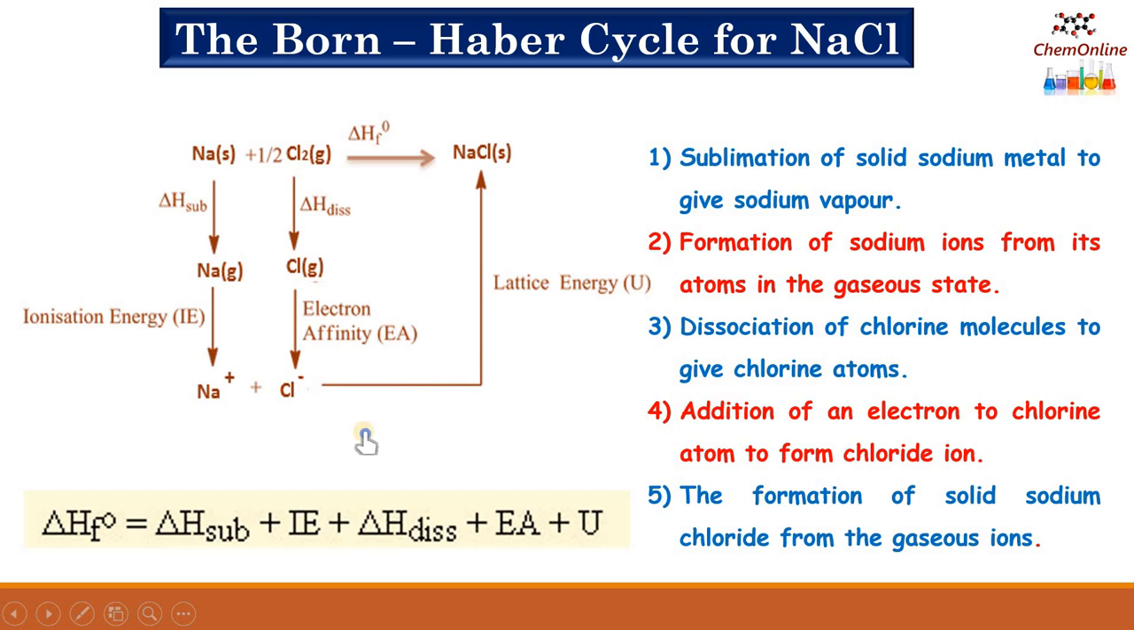So according to Hess law, the enthalpy of formation of sodium chloride, that is delta HF naught, will be equal to the enthalpy of sublimation of sodium plus the ionization enthalpy of sodium plus the dissociation enthalpy of chlorine plus the electron affinity of chlorine plus the lattice energy of sodium chloride. So from this equation, we can determine the lattice energy, that is U of NaCl. This is the Born-Haber cycle for sodium chloride used for calculating its lattice energy.